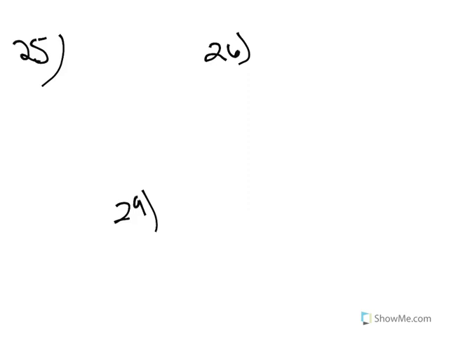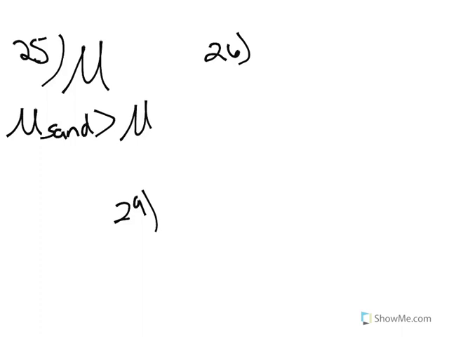So, number 25, the reason the answer is different is because there are different mu's. For the sandpaper, the mu is going to be much greater than the mu for the other one. And since you have those different mu's, you have a different force of friction, you have a different work.